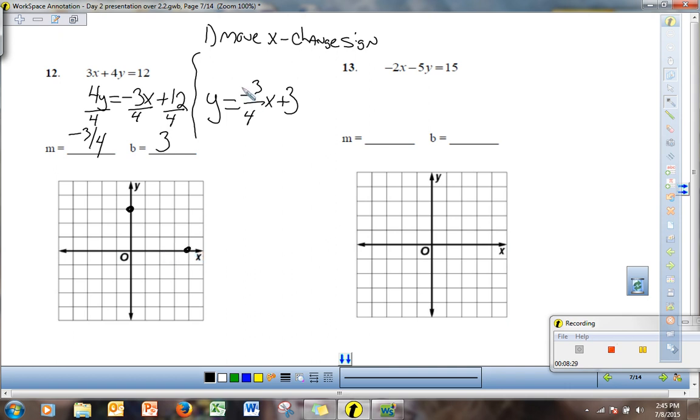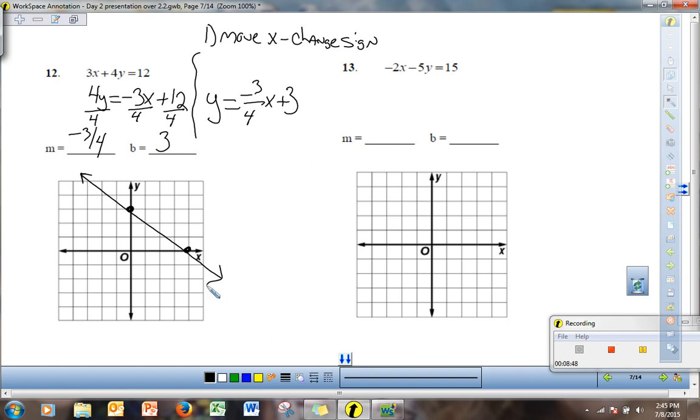You could have also, since this is negative, you could have went up 3 if you could fit the grid. But since you did something positive, then you'd have to do something negative and come to the left. We'll connect those. We'll put arrows on there. And then we got it. So move the x, change the sign, then divide by whatever's with the y. That's going to be your steps. I've got 2 more of those, and then I'll move on real fast.